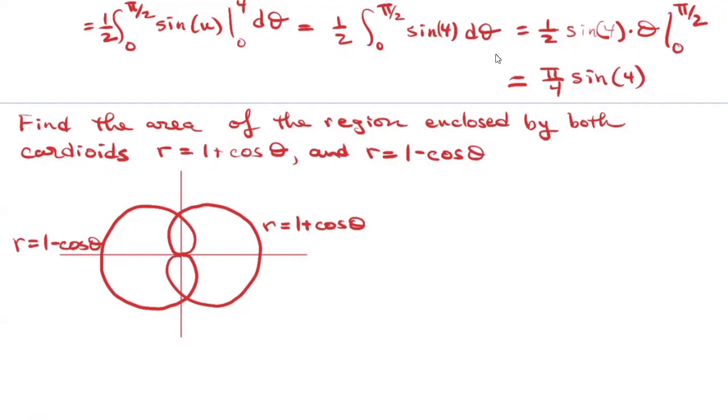Now it says the area enclosed by both cardioids. So there's actually two areas. We'll just find one and then we'll double it. So I'm just going to shade one of these. Okay. Honestly, there's a better way. And I know you guys are thinking it. I want to hear you say it.